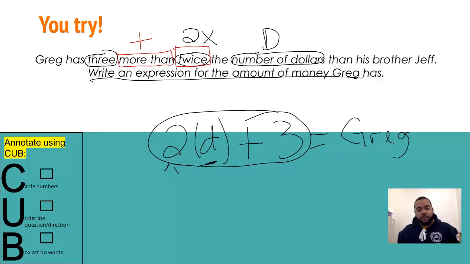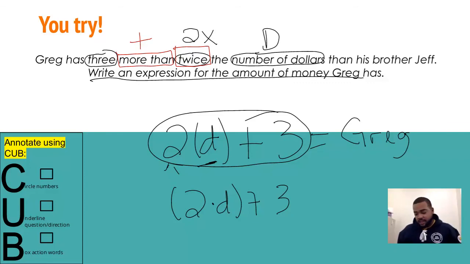Once you know what operations need to be in an expression, then it's your job to figure out what numbers you need to use for those operations. I need to multiply 2 and D, and I need to add 3 to that total. If you wanted to, you could have also written it like this: 2 times D plus 3. Same thing. I wanted to multiply first 2 times the amount of money that Jeff had, and add 3 at the end to figure out how much money Greg has. It all works the same way.